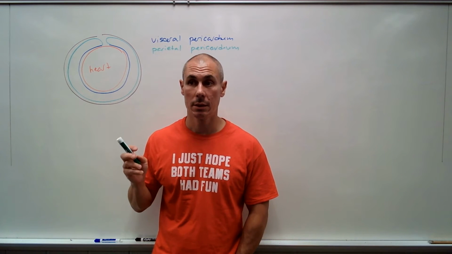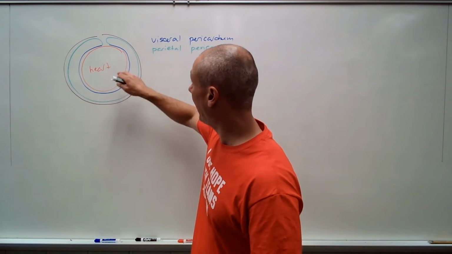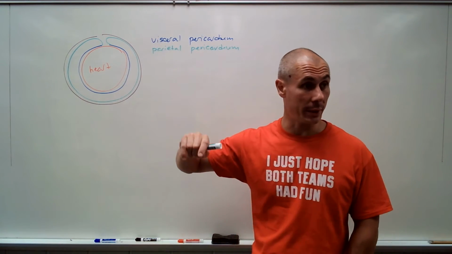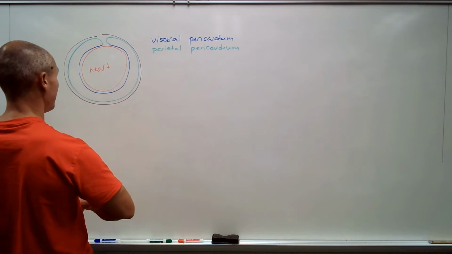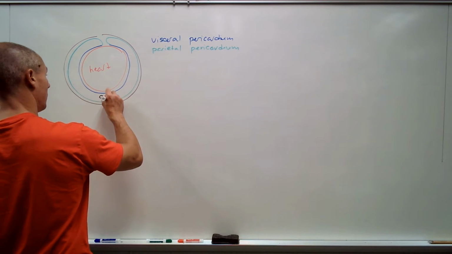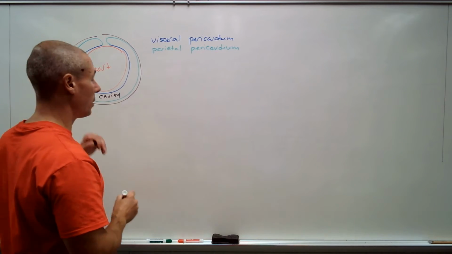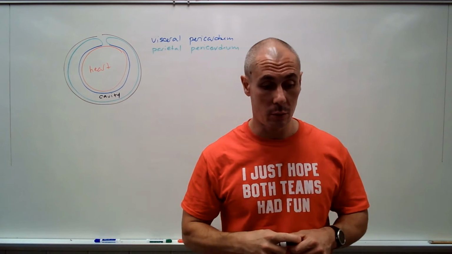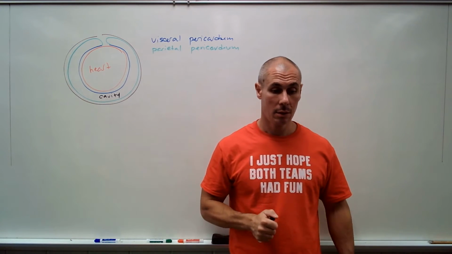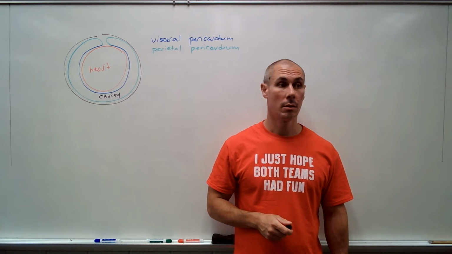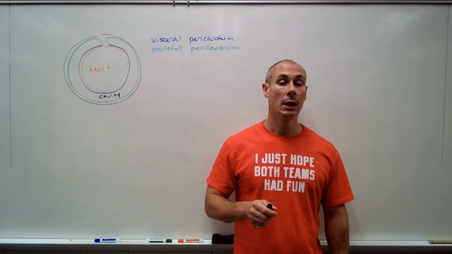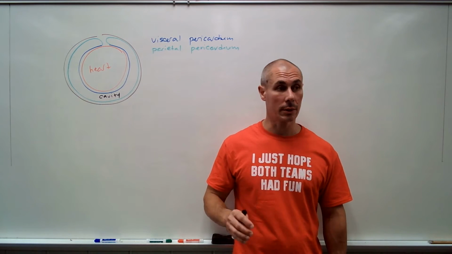That makes sense. Now, the space between the visceral and parietal pericardium is called pericardial cavity. So this one here is the cavity. Cavity is filled with fluid. Okay. Make sense? And here's your clinical relevance.